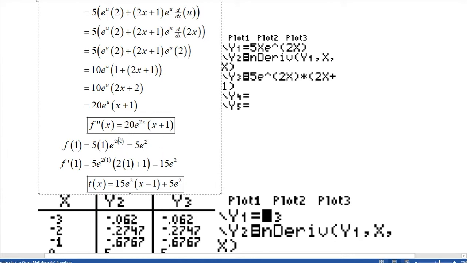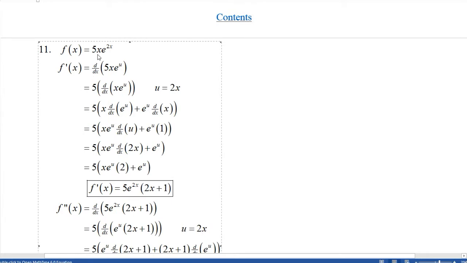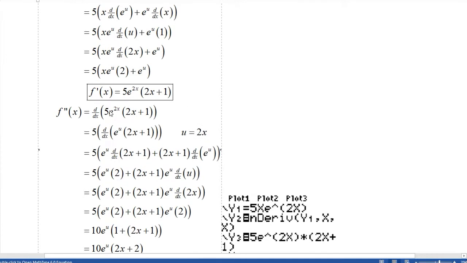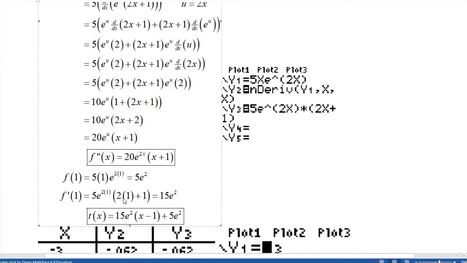function. We want to find the equation of the tangent line when x is 1. So to do that, we take the original function, way up here, and put in a 1 for x. So it's 5 times 1 times e to the 2 times 1, right here, which is just 5e squared. Then we take the derivatives and put in x is 1 there. So this is 5e to the 2 times 1 over 2 times, or times 2 times 1 plus 1. That looks right there. So 2 times 1 is 2 plus 1 is 3, times that 5 is 15. And again, we get e squared. So it's 5e squared and 15e squared.